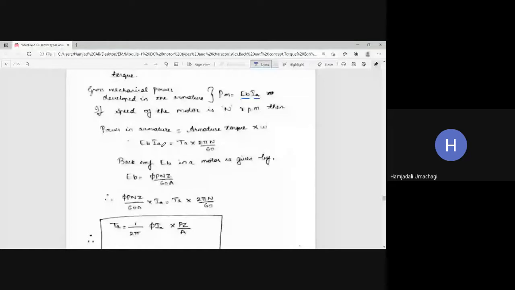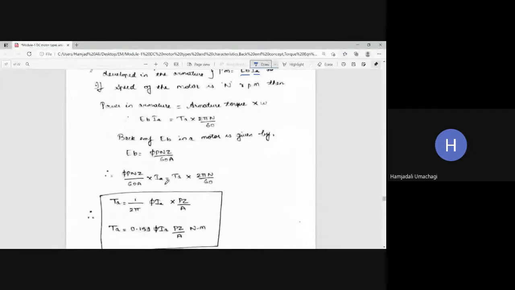But we know the back EMF equation of the motor. Back EMF EB in a DC motor is given by what? EB is equal to P phi N Z by 60A. Am I right? Yes or no? Yes, sir.